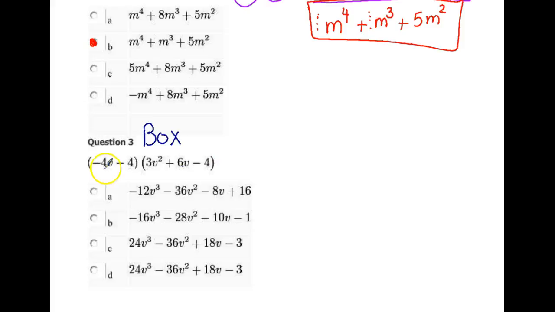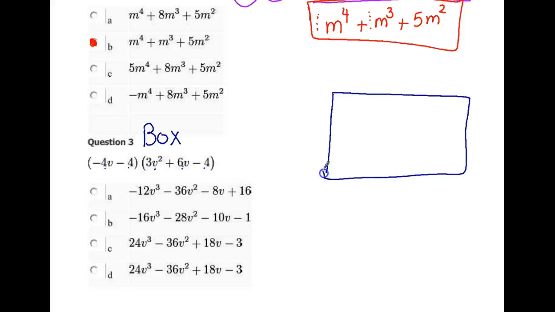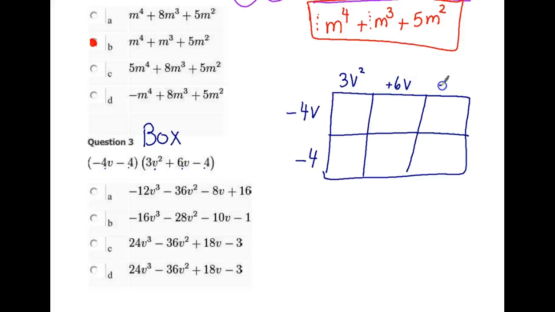So my first parenthesis has 2 terms. My second parenthesis has 3 terms. So I need a 2 by 3. So my box should look like this, where it's just 2 by 3. My first parenthesis was negative 4v minus 4. My second parenthesis was 3v squared plus 6v minus 4. And you're just copying the parentheses as they are. There's not much thinking going on.